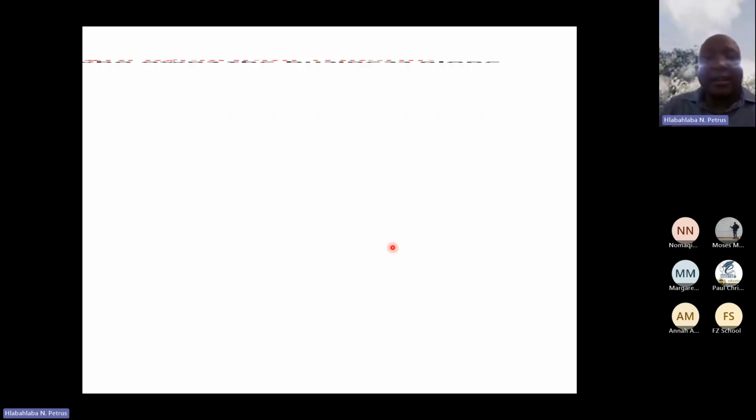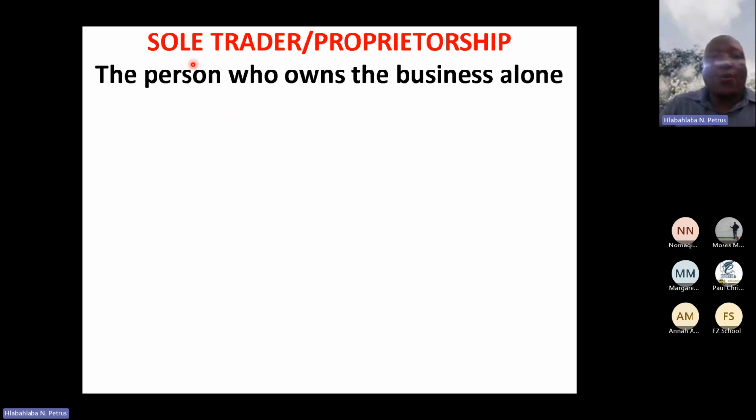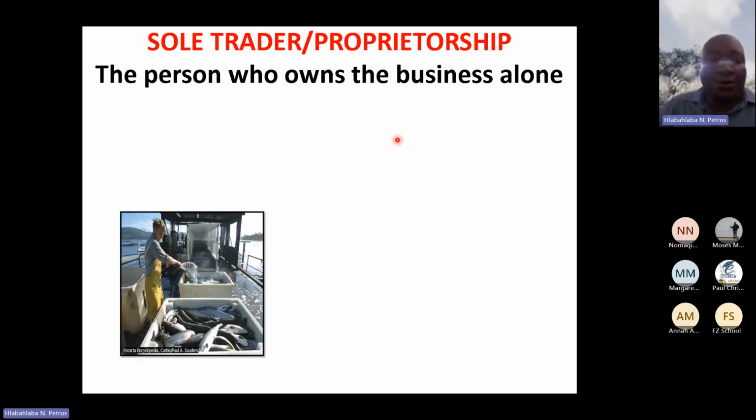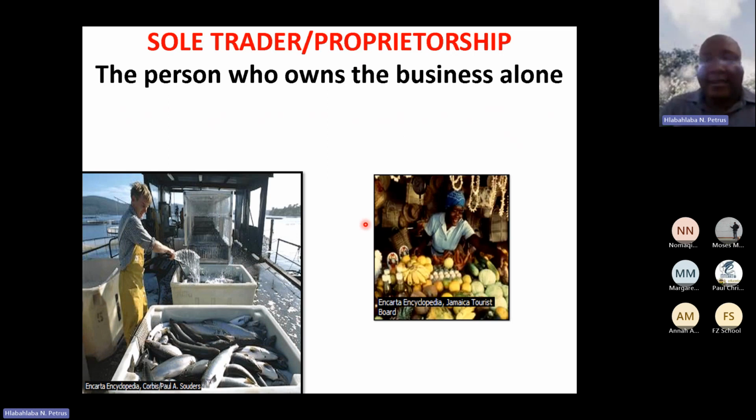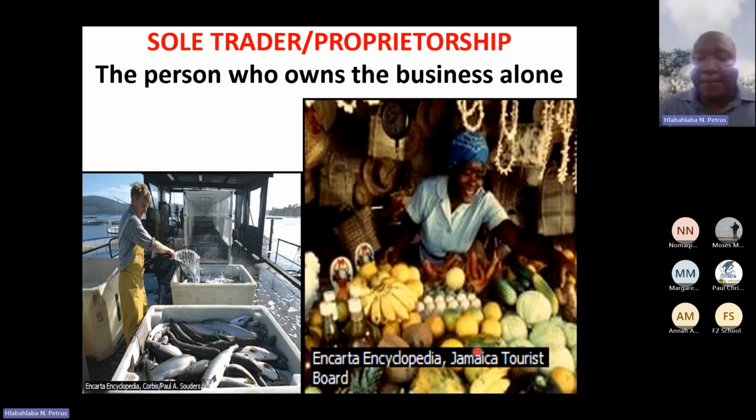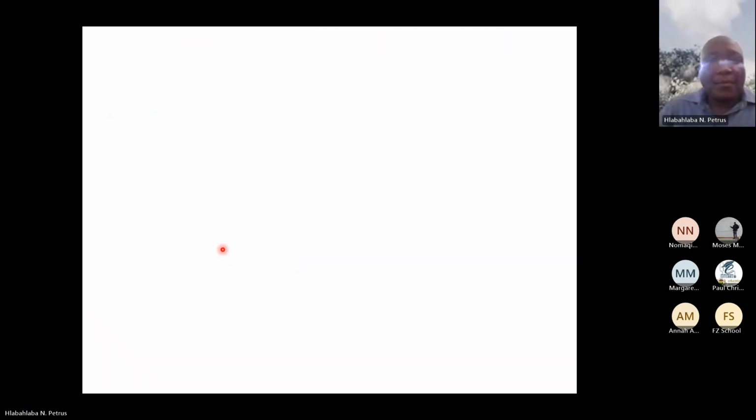And then let's move on, grade 8. We have what we call a sole trader, which is a sole proprietorship. The person who owns the business alone. This person is running the business alone. You see there, the mama is running this business alone. You see that gentleman there is running a fish business. He is alone. So the sole trader is the person who is running the business alone.